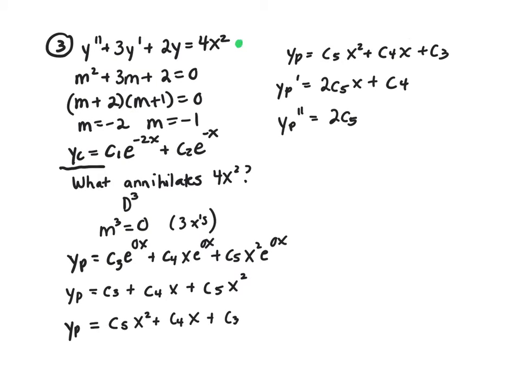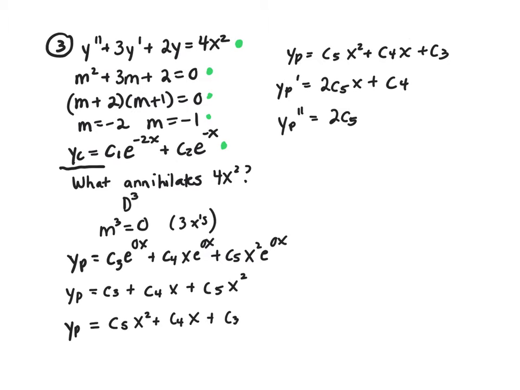Here is the original problem. The next thing I did was write an auxiliary equation and set it equal to 0 so I could find my y sub c. I factored it, I solved, and I found my y sub c. I had two real solutions, -2 and -1.